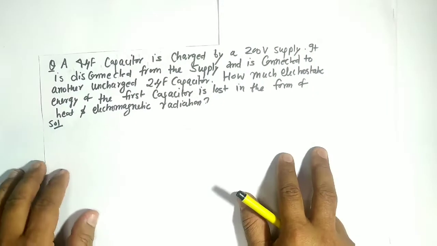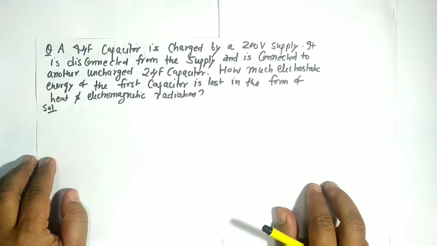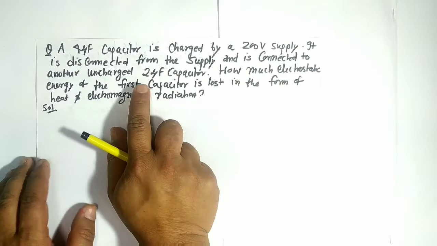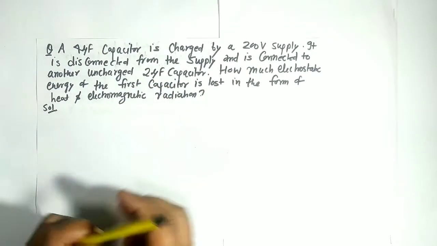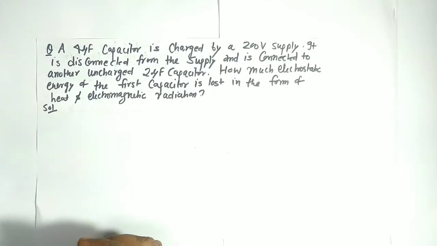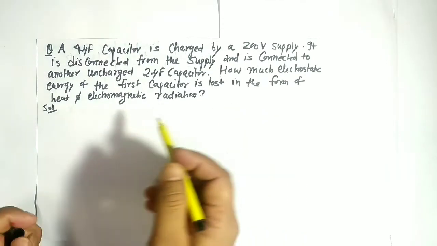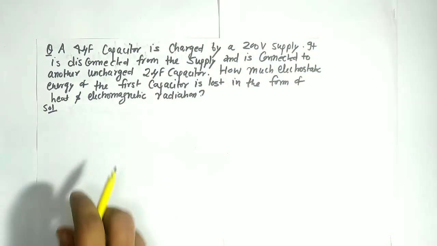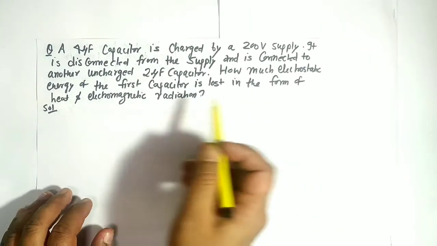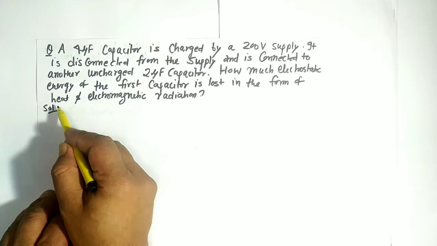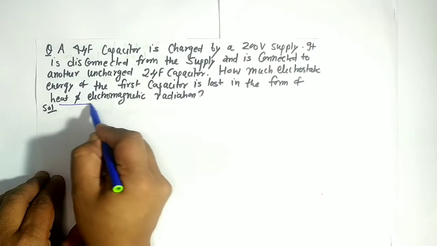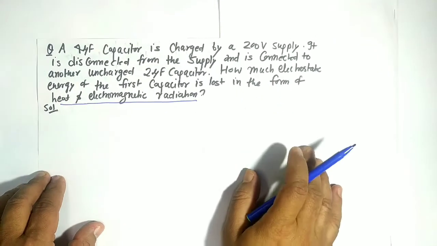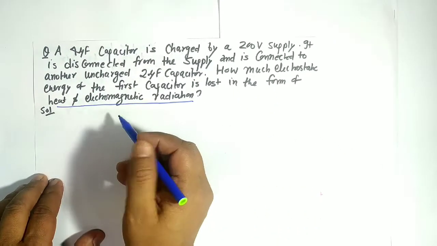And there is another question which I am going to discuss. A 4 microfarad capacitor is charged by a 200 volt supply. It is then disconnected from the supply and is connected to another uncharged capacitor. Will there be some energy loss? Yes, we have discussed this energy loss, and we will find out how much energy is lost. And remember, energy is lost in the form of heat and electromagnetic radiation. Remember, this can also be a question.